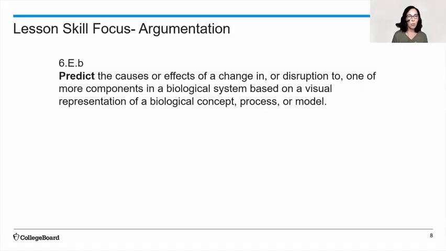So argumentations are important for scientists to make, and making predictions are an important component of an argument. Predictions are expected outcomes based on changes or disruptions to one or more components in a biological system. So let's see how this might impact our hypothetical protein.